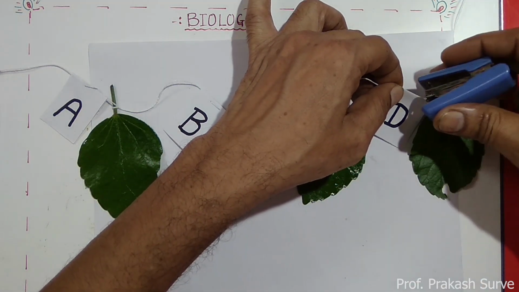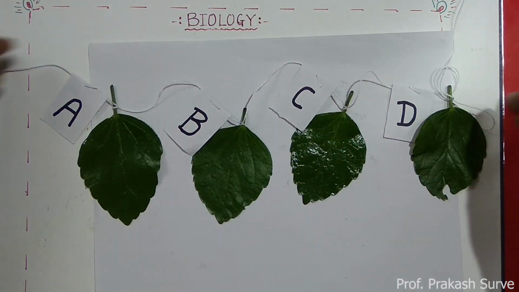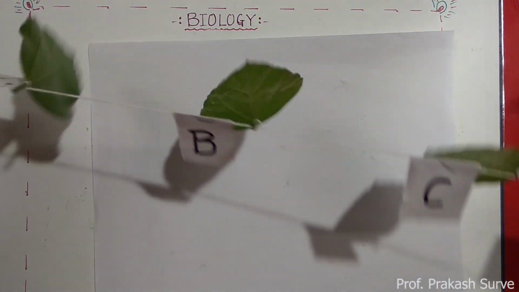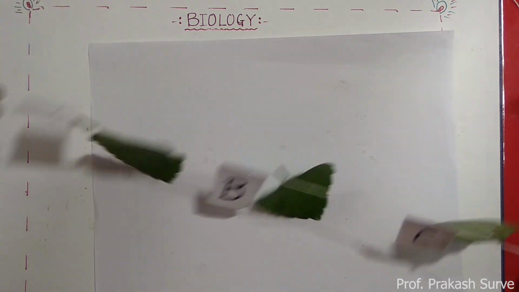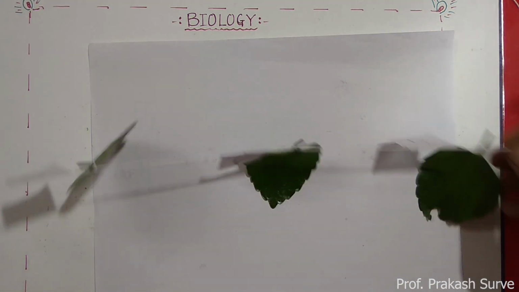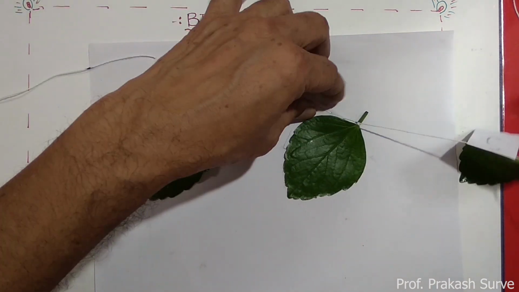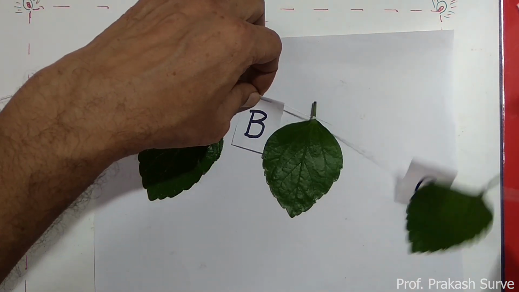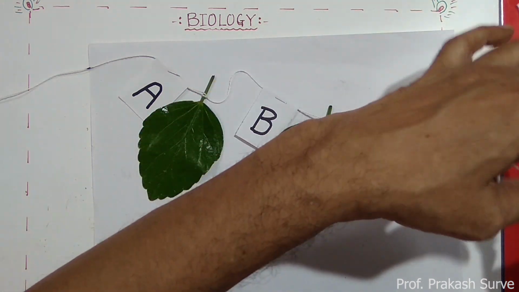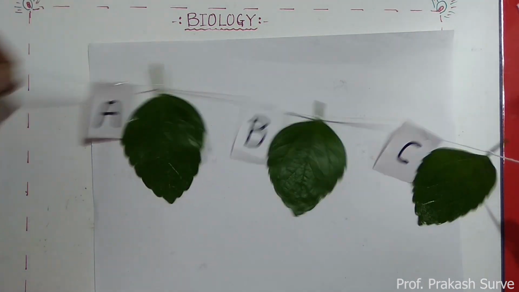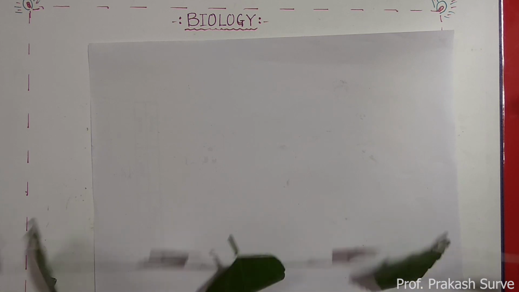Now here we got this, all the 4 leaves are there. This is leaf A, leaf B, leaf C, and leaf D. I'll keep the tag a little bit away so that the leaf will get free air for the transpiration. So all the 4 leaves are ready for the experiment.